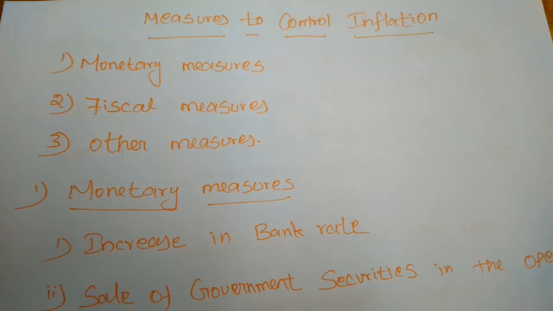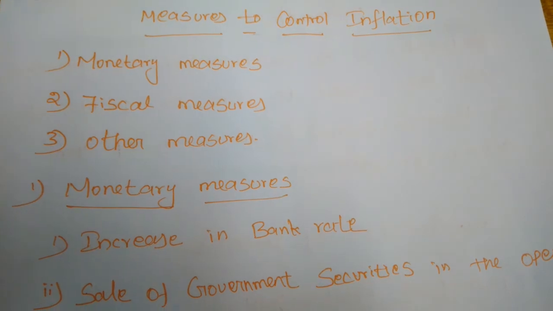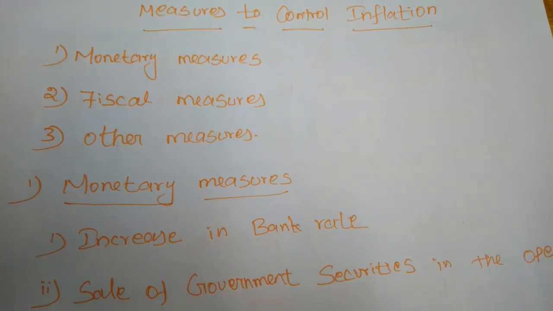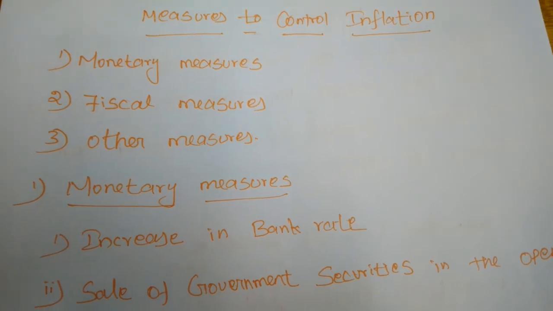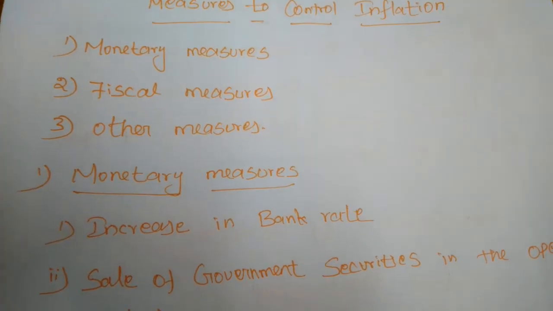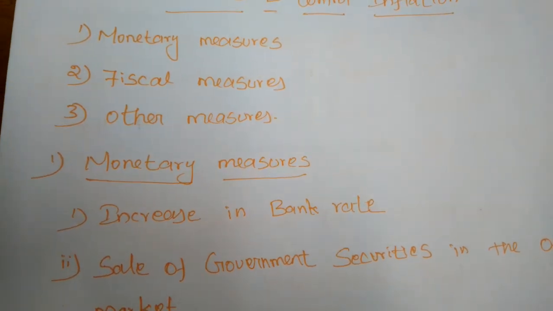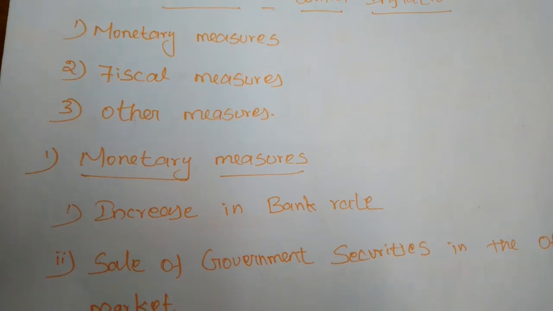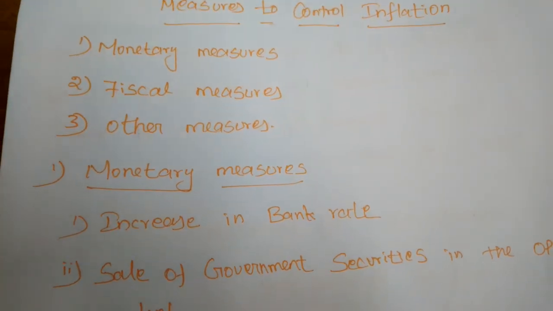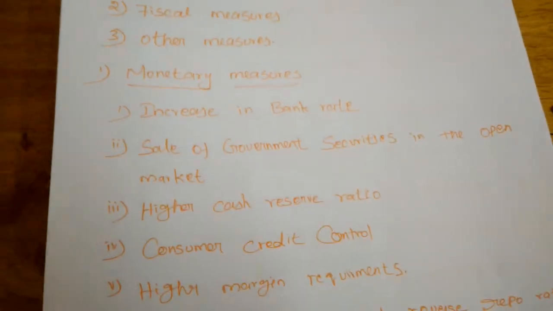So what measures are there to control inflation? There are three types of measures, and under these three types the government will make more efforts. The three measures are: the first one is monetary measures, the next one is fiscal measures, and other measures. Other measures mean some other ways of controlling inflation. First, the monetary measures.